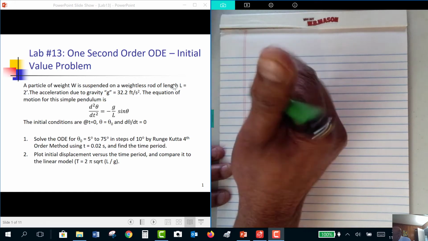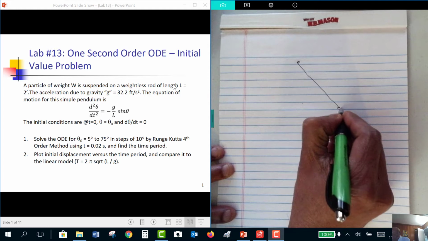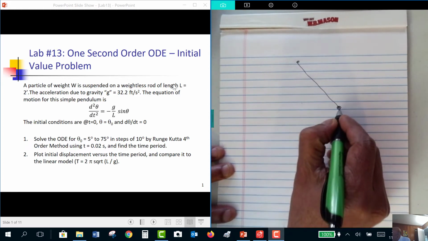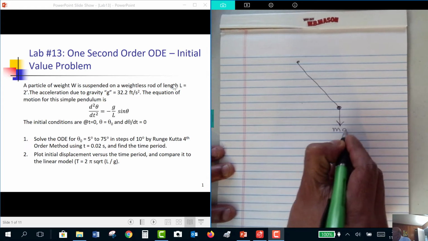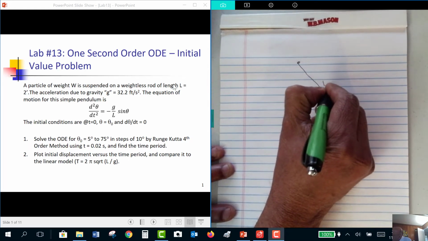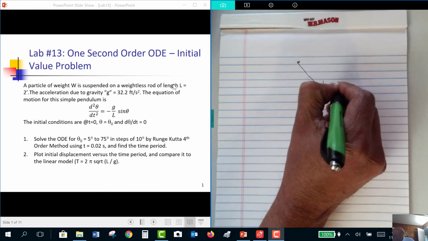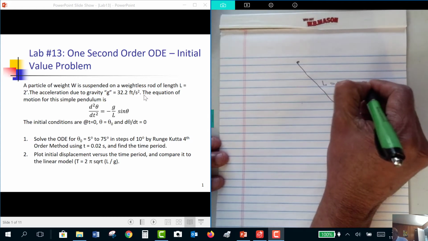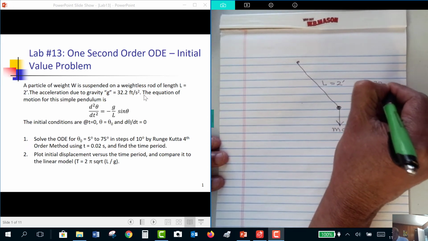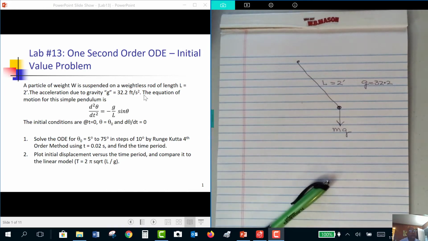We have a rod at the end of which we have a particle that has a weight of W, which we'll write as mg. The length of this rod is L, and this is equal to 2 feet. We are given that the acceleration due to gravity g is 32.2 feet per second square. We'll keep all our units in feet and seconds.